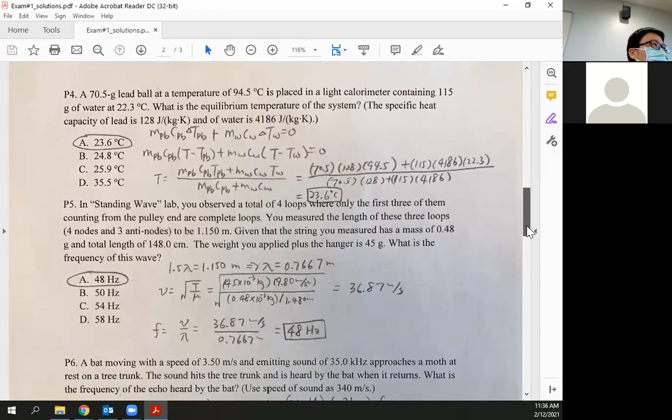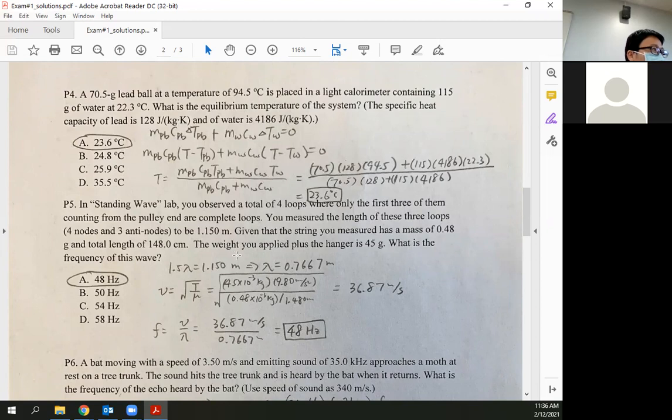Number 4, this is about a calorimeter. You have a metal and water mixing together. So you add the heat change of the two to be 0, and then you can solve for the T. T will be the only unknown there. Okay.